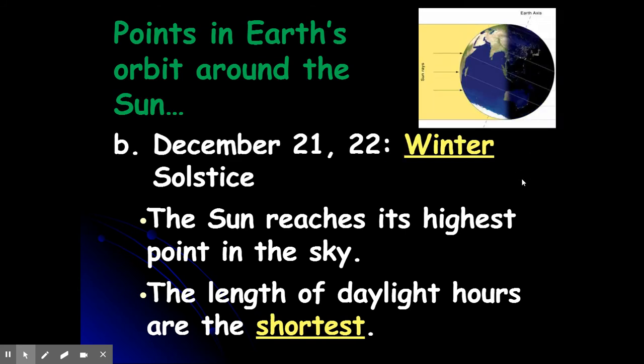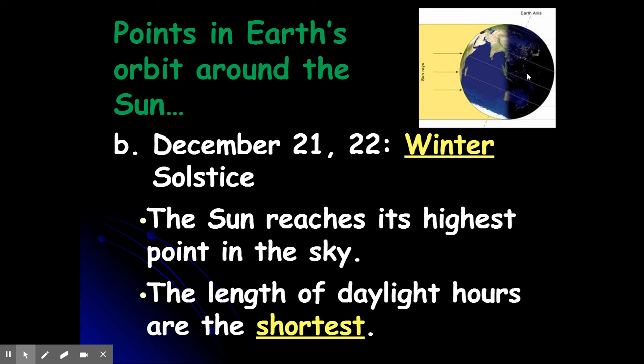Now, 6 months later, on December 21st or 22nd, depending on the year, is our winter solstice. This is our shortest day. The length of the daylight hours is the shortest. So here again is the position of the Earth relative to the sun. You see that the Earth's northern pole is pointed away from the sun. The southern pole is pointed toward the sun.